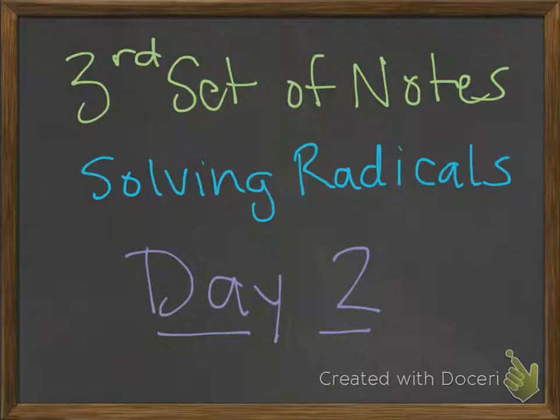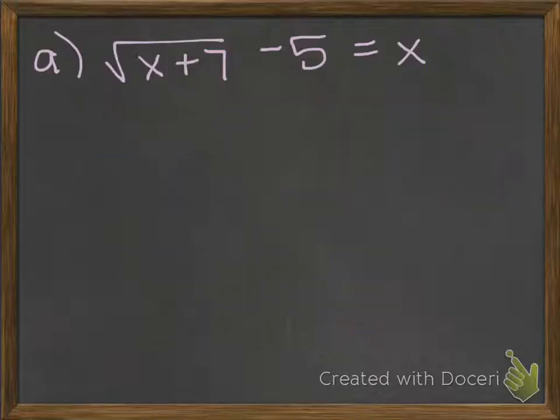Today we're going to be finishing the back side of the third set of notes, and we are going to be doing letter A and C, still solving radicals, but now we're going to talk about solving radicals when the variable is on both sides of the equal sign.